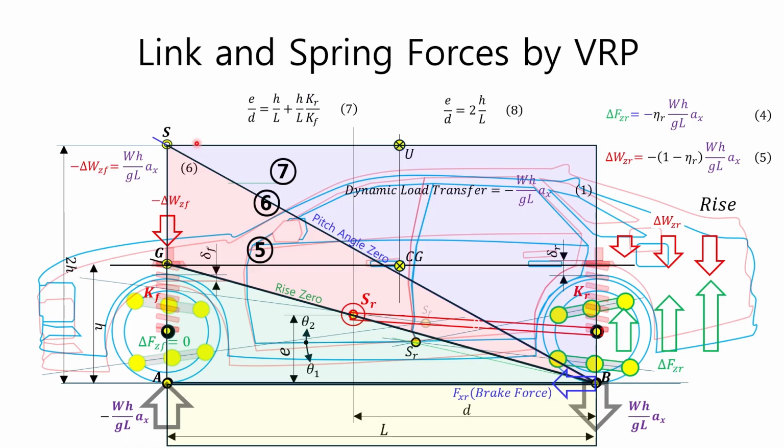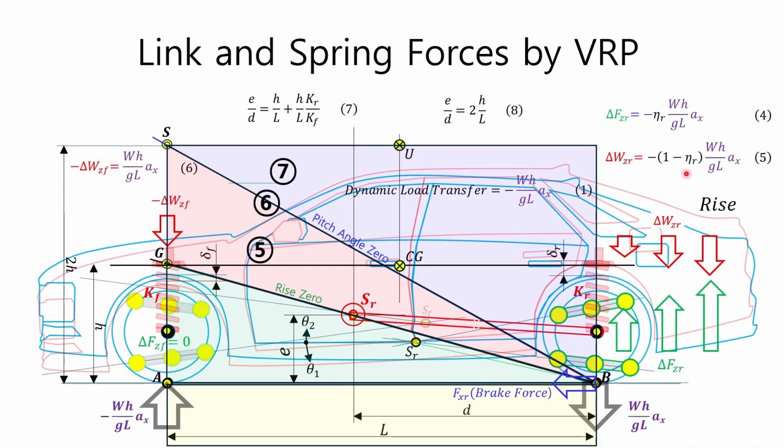Point S is the point where a longitudinal horizontal line parallel to the ground, passing through point U, which is at twice the height of the center of gravity, CG, intersects the vertical line passing through the front tire contact point, A. When the rear virtual reaction point exists in this region, the force tensile the rear links acts vertically upward, and the force compressing the rear spring acts vertically downward. In absolute values, the link force is greater than the spring force. In this case, the value of eta R is greater than 1 and less than 2.